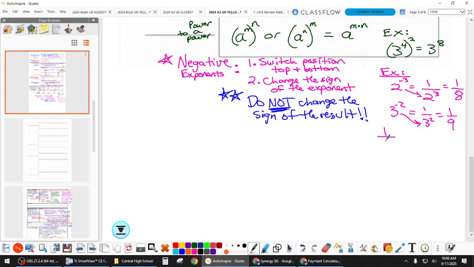What if we do this? 1 over 3 to the negative 2. What if it's already in the denominator? Well, we wrote switch position. So where does it go now? Up. And change the sign. I didn't do that. I said it, but didn't do it. And what's 3 squared? 9.